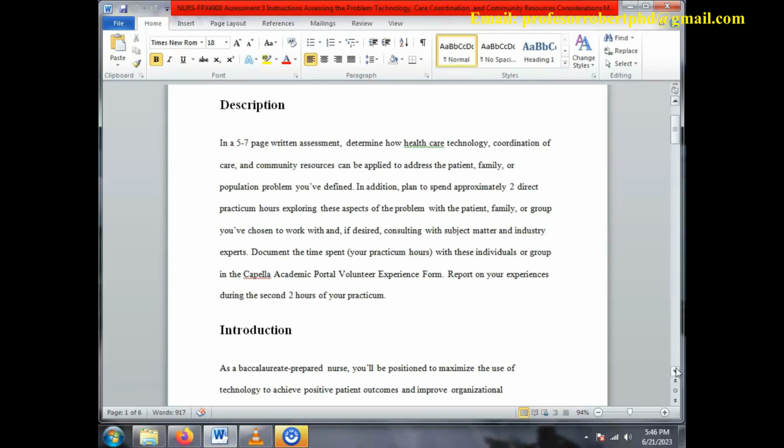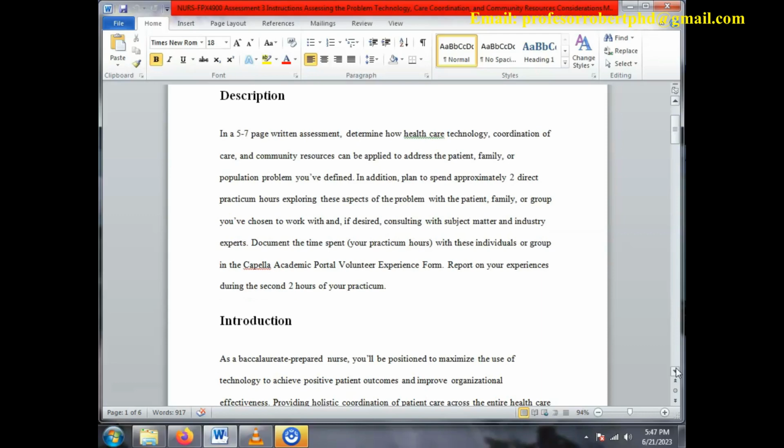In addition, plan to spend approximately 2 direct practicum hours exploring these aspects of the problem with the patient, family, or group you've chosen to work with and, if desired, consulting with subject matter and industry experts. Document the time spent, your practicum hours, with these individuals or group in the Capella Academic Portal Volunteer Experience form. Report on your experiences during the second 2 hours of your practicum.